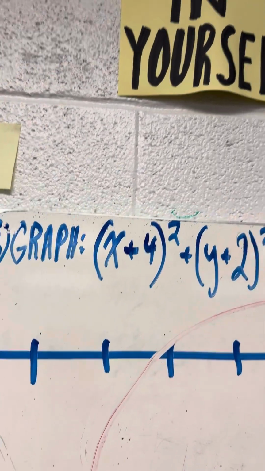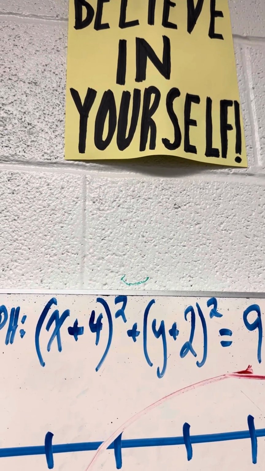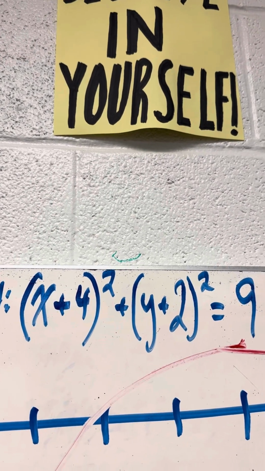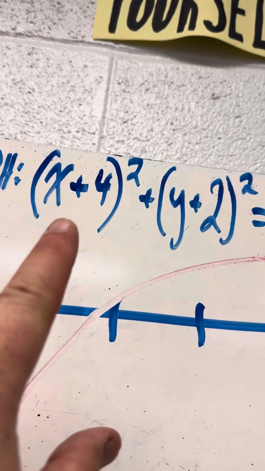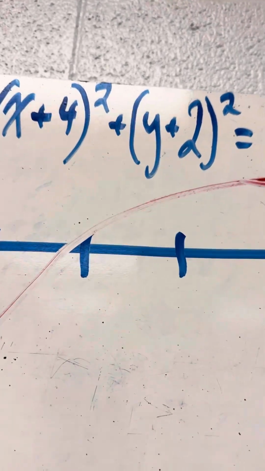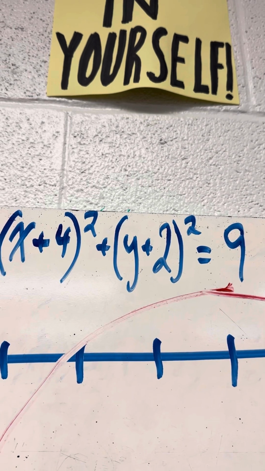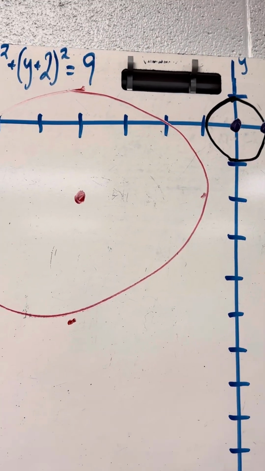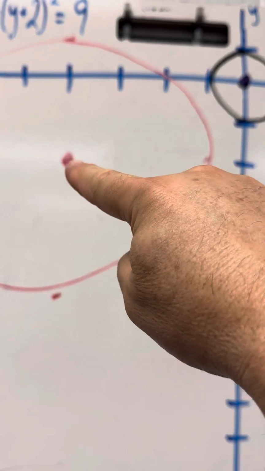Over here, (x plus 4) squared plus (y plus 2) squared equals 9. So your center is going to be (negative 4, negative 2). It's always the opposite, basically, of this and that, right? If it's plus 4, plus 2, your center will be (negative 4, negative 2). So I go to (negative 4, negative 2), and I drag my center from here to here.